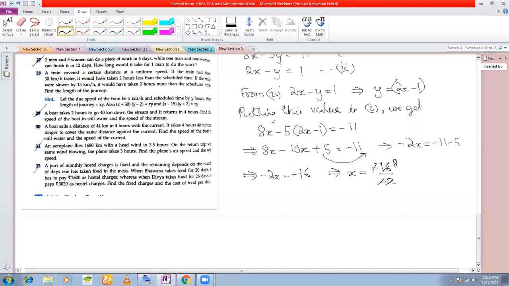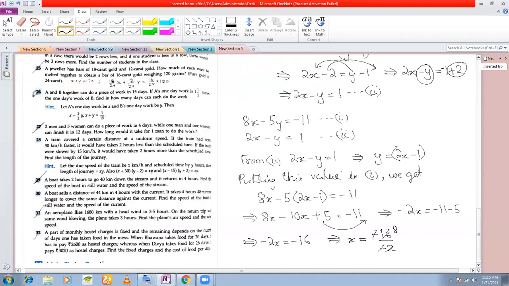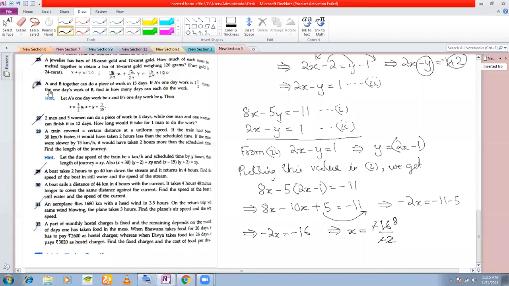Once you get the value of x, you can put it in equation number 2. Why should I put it in 2? Because here the coefficients are lower. In equation number 1, very big coefficients are there, 8 and 5. In here, coefficients are lower, so I'll put the value of x in equation number 2. So putting x is equal to 8 in 2.